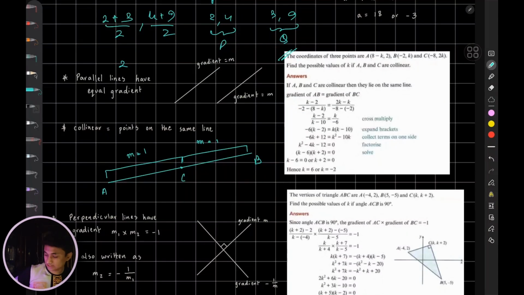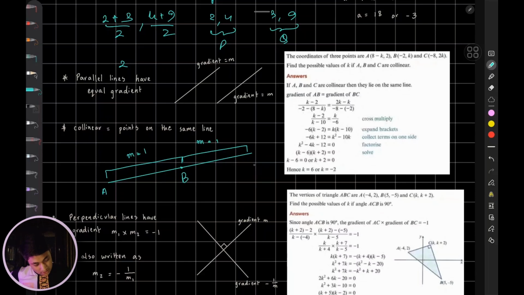So now let's use this idea of the gradient for collinear points to solve a question. What is the question? This one, right? It's saying the coordinates of 3 points are A, 8 minus k and 2, B, minus 2 and k, C, minus 8 and 2k. Find the possible values of k if A, B, C are collinear.